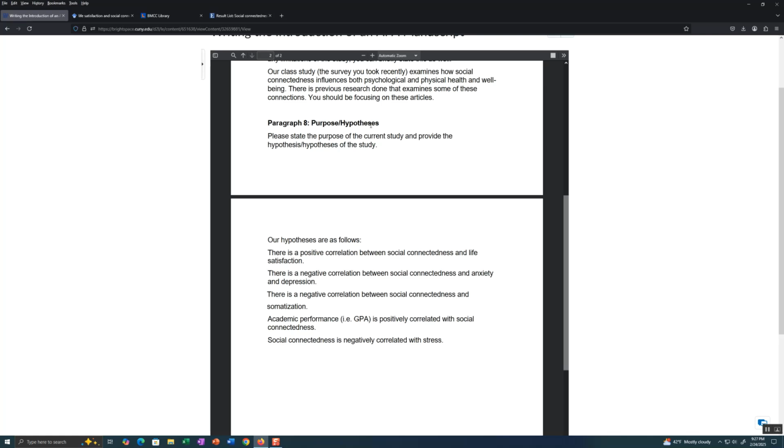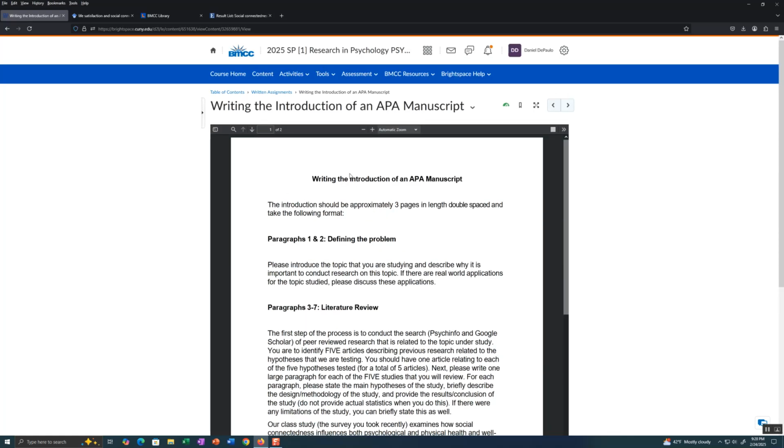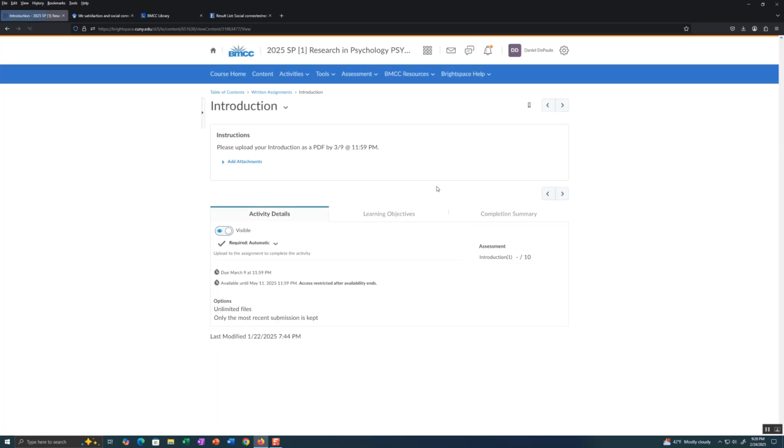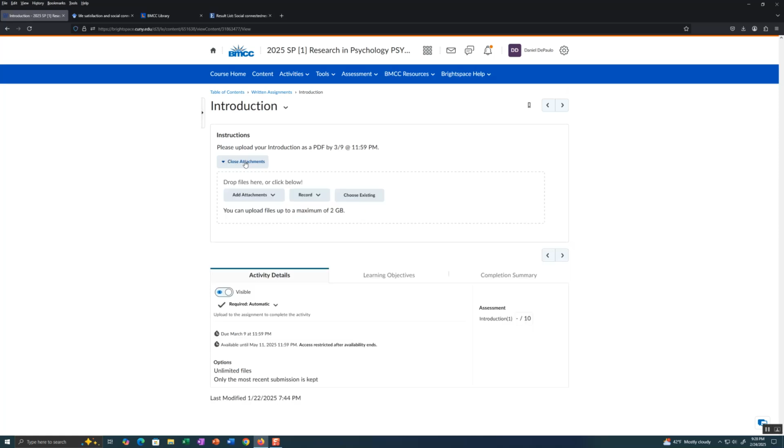Then when you're done, save it as a PDF. Make sure it's double spaced. Make sure it's 12-point font, 1-inch margins. When it's all done and you're ready to upload it, you're going to go to written assignments and click this link, introduction. See where this little symbol is? That's where you're going to upload it. You're going to add attachment, and you're going to upload it.